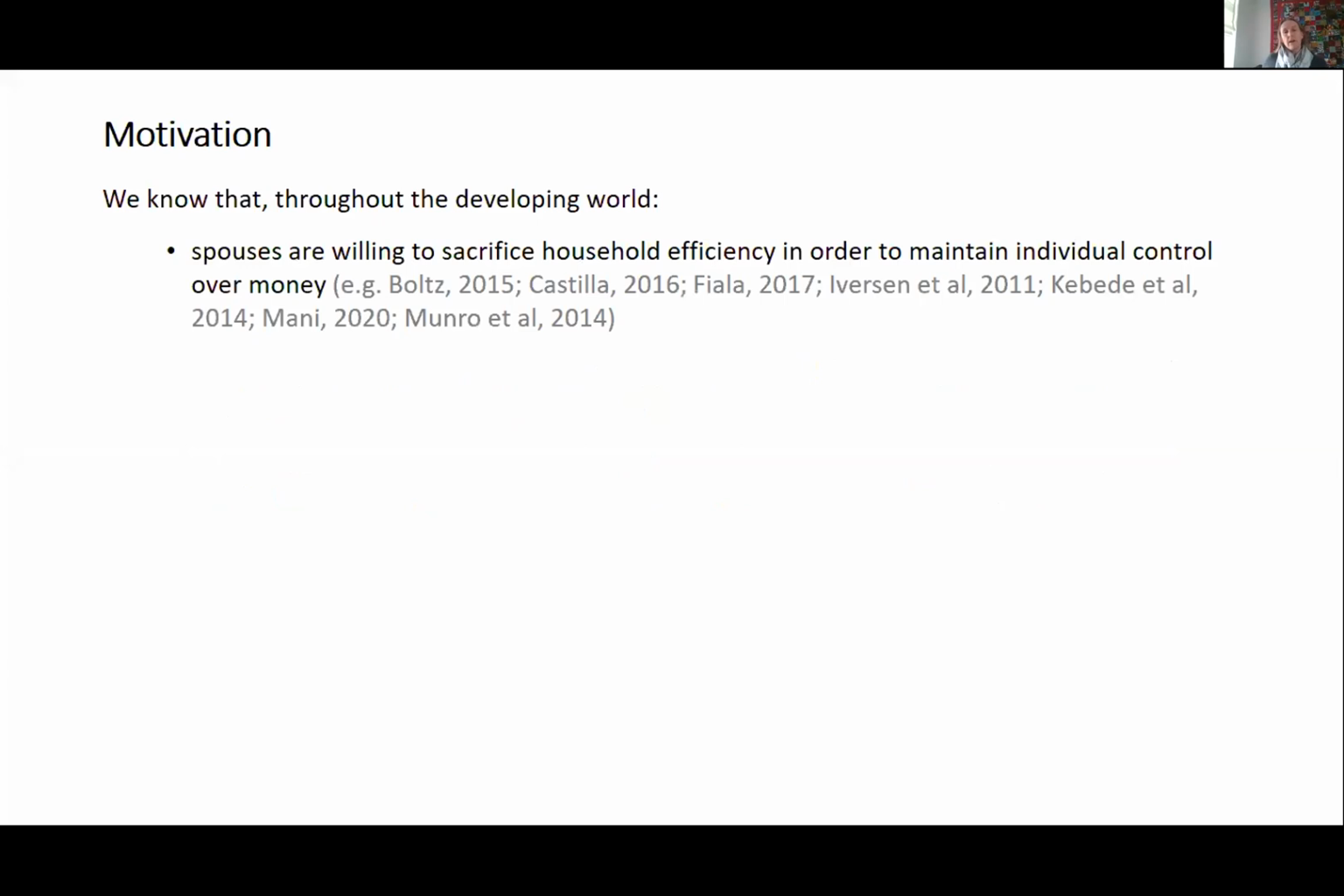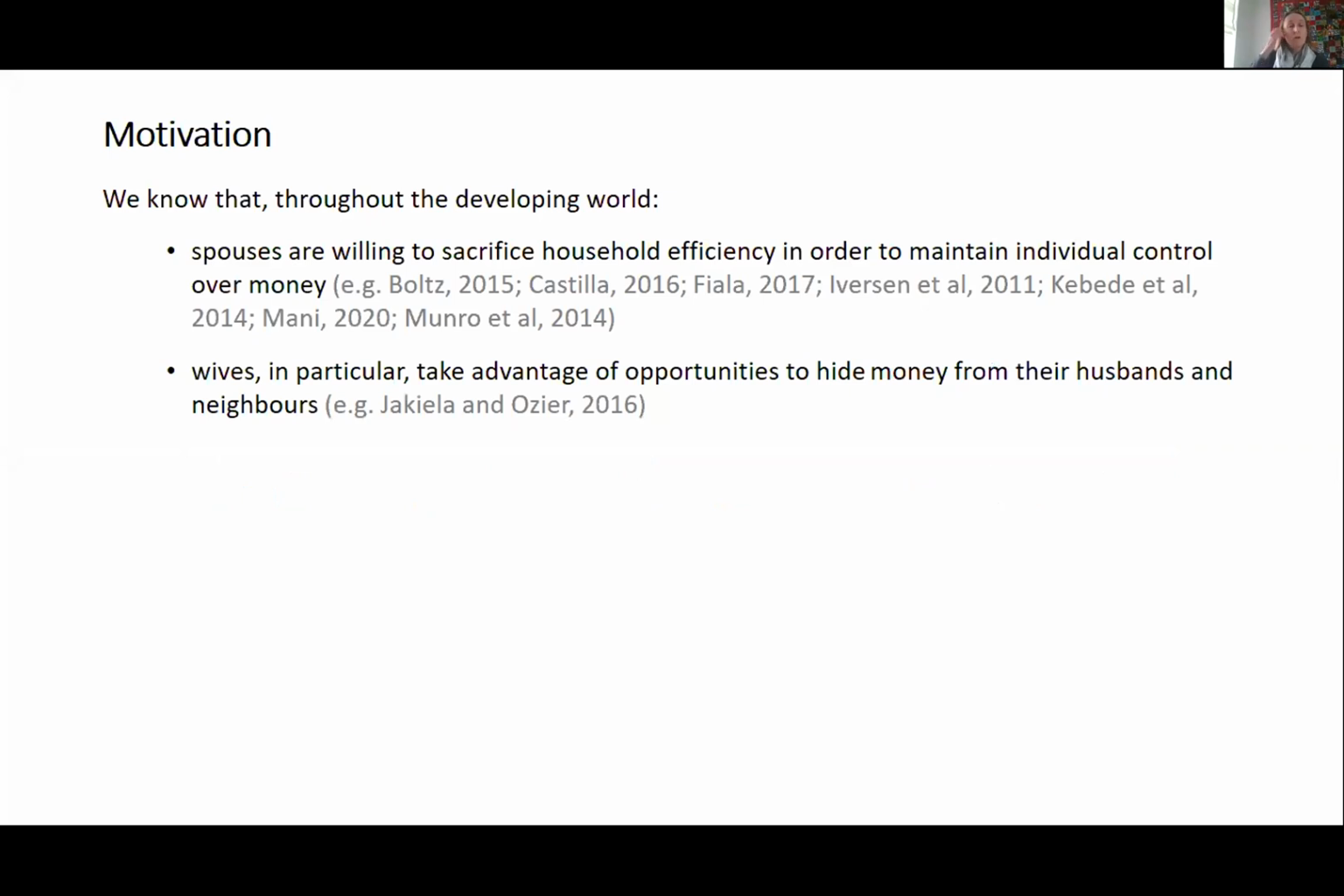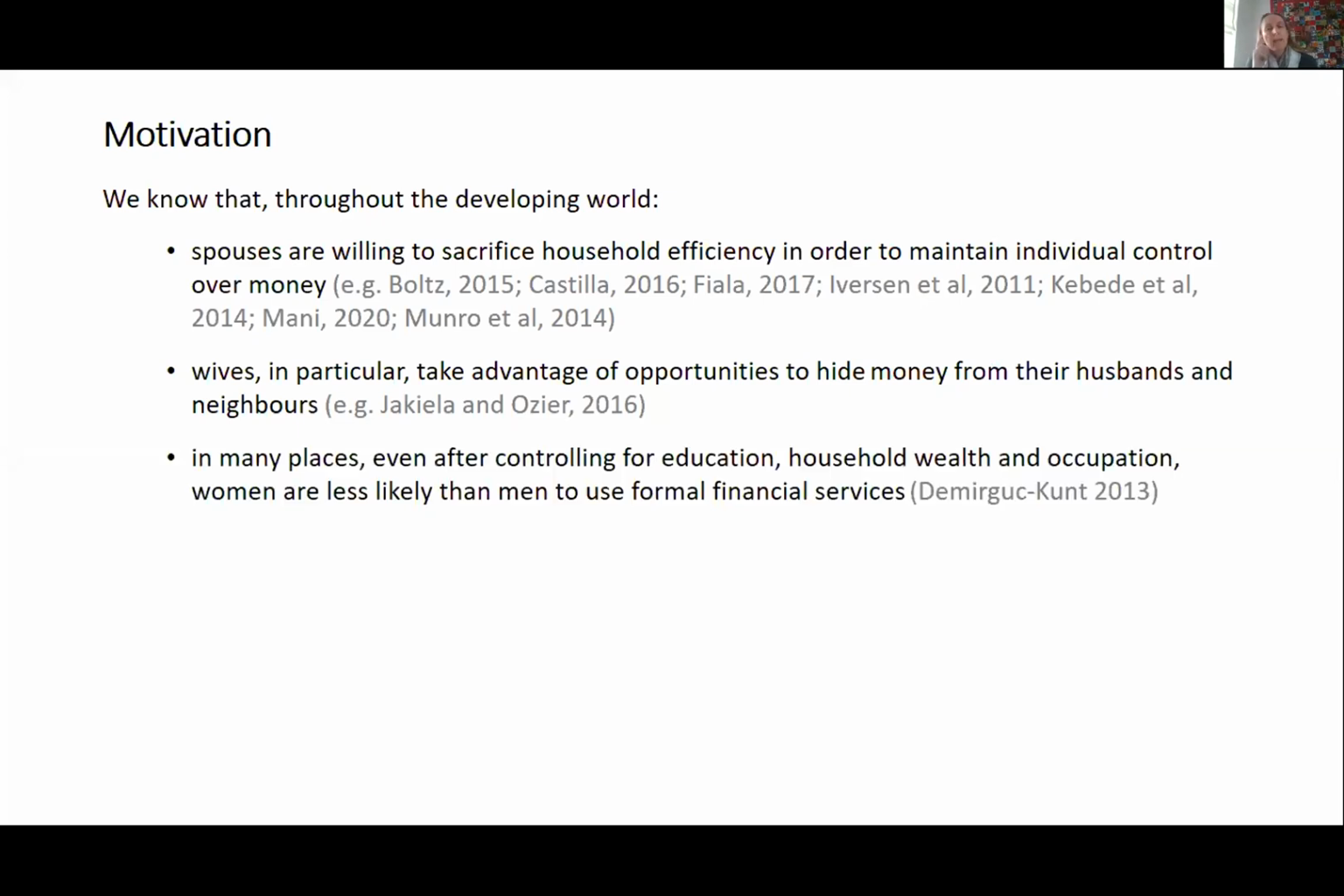It's motivated by a number of findings documented in the literature. First of all, throughout the developing world, we know that spouses are willing to sacrifice household efficiency in order to maintain individual control over money. We also know that wives in particular, but not only wives, take advantage of opportunities to hide money from their husbands and neighbours when they can do so, a way of maintaining control. In many places, even after controlling for education, household wealth and occupation, women are less likely than men to use formal financial services. And here I'm citing a report covering over 50 countries, I think, by somebody at the World Bank.